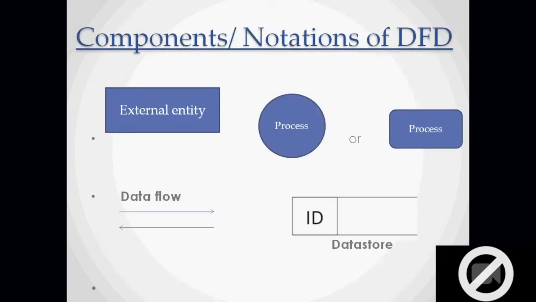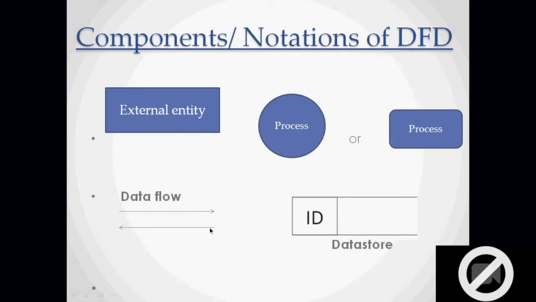These are the notations of a data flow diagram. You have the entity, which is an external entity interacting with the system. This is a process, we call it process or system. This is the data flow, an arrow going in, showing data flowing into the system here.